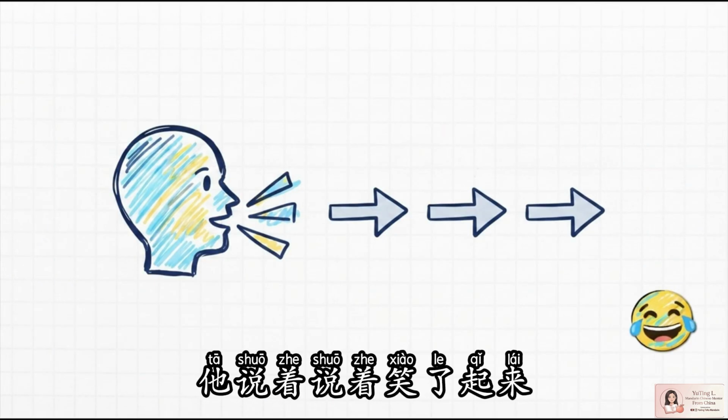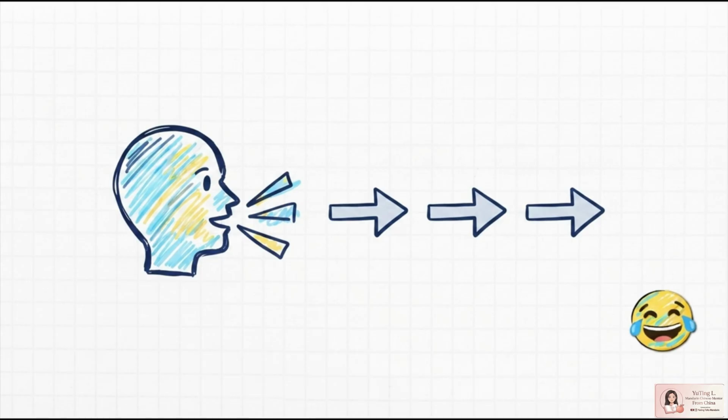他说着说着笑了起来. He was talking and started to laugh. We have absolutely all been there. You're trying to tell your friends this hilarious story, but you are the one who finds it the most funny. So, right in the middle of talking, before you can even get to the punchline, you just crack yourself up. The action of talking is happening, and the action of laughing totally interrupts it.